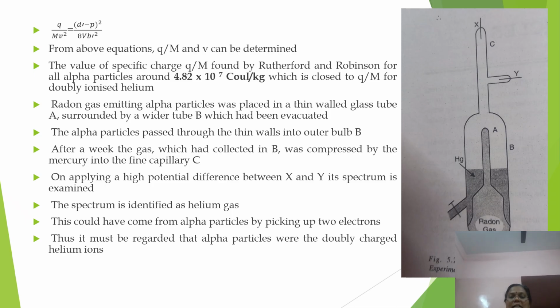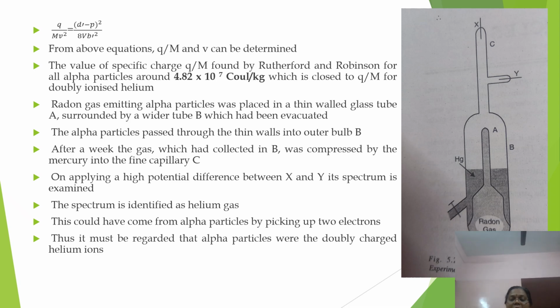The radon gas, which is emitting alpha particles, is placed in a thin-walled glass tube, which is surrounded by a wider tube B, which has to be evacuated. The alpha particles pass through the thin walls into the outer bulb B. After a week, the gas is collected in B and is compressed by the mercury into the fine capillary called C. By applying the potential difference between X and Y, its spectrum is examined.